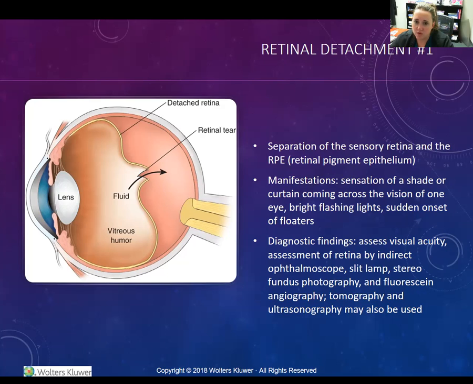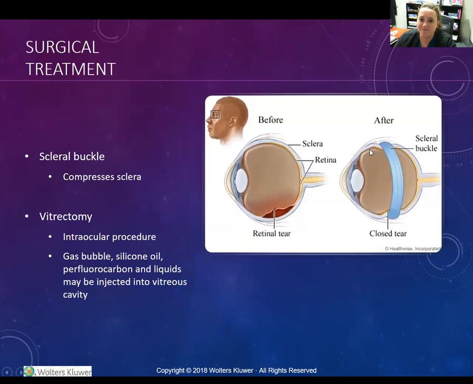So what do we do for a patient who has a retinal detachment? Well, we try to put the retina back on if we can. There are a couple different ways you can do it. They can do a scleral buckle, where they insert a synthetic material where the retina has detached, and they put this little thing on it. It's called the buckle, and it basically just holds the retina down in place where it's supposed to be. It compresses the sclera.